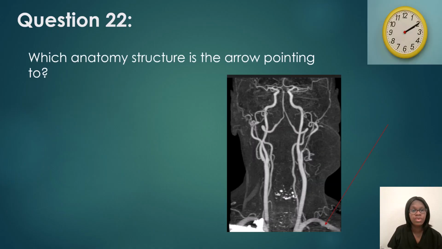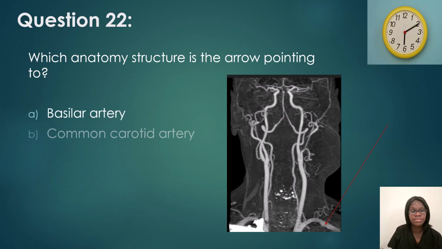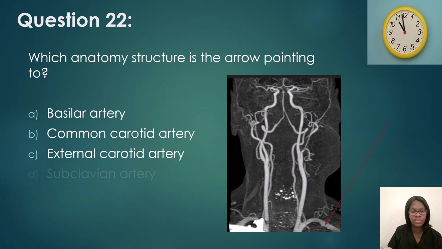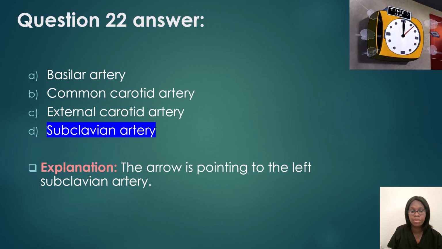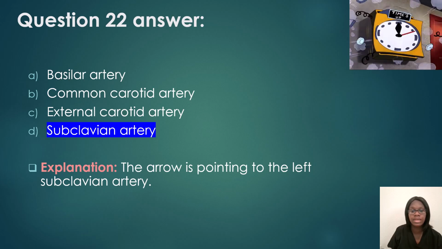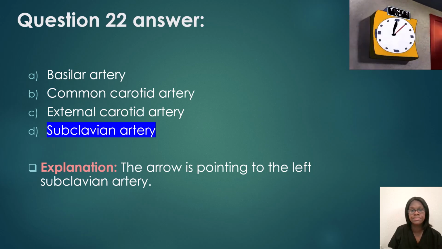Question 22. Which anatomy structure is the arrow pointing to? A, basilar artery, B, common carotid artery, C, external carotid artery, D, subclavian artery. All right, the correct answer is D, subclavian artery. So to be more specific, the arrow is pointing to the left subclavian artery.